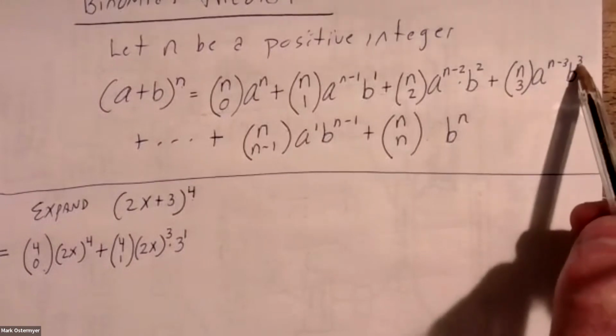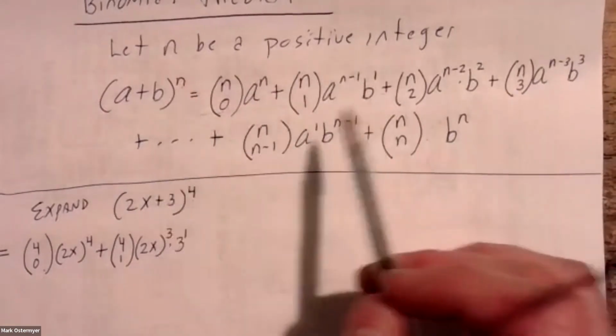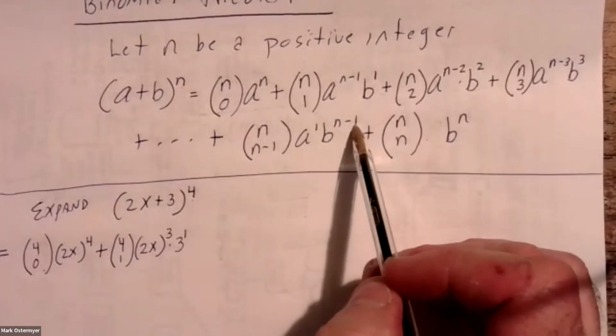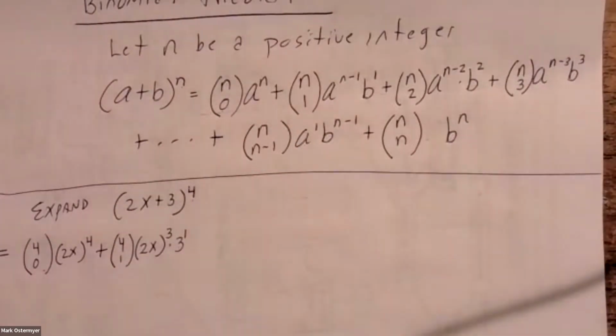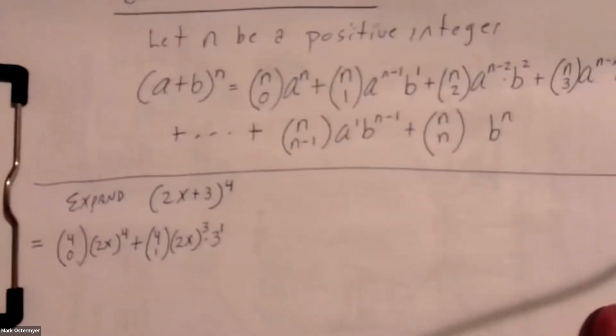N minus 3 plus 3 adds up to the nth power. 1 plus n minus 1 adds up to the nth power. Okay. All right, so let's continue on with this expansion here.